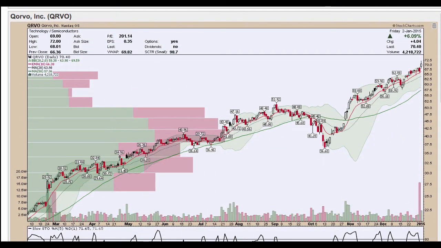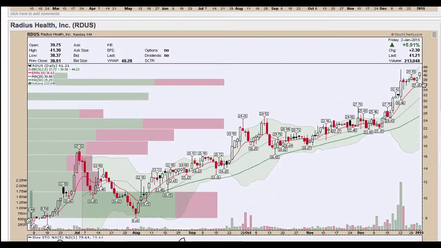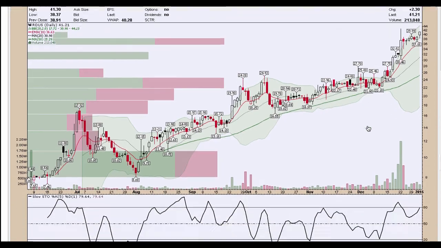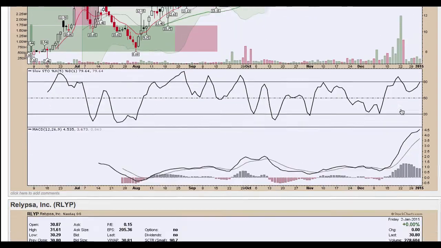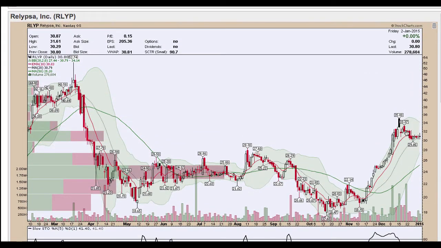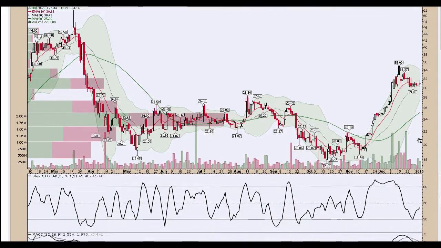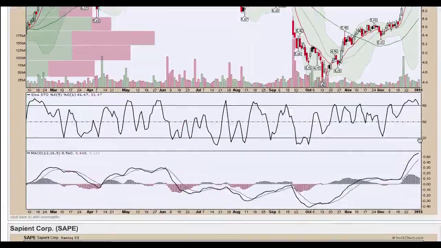New on the scan, semiconductors continue to move higher off of the 10 period EMA. Radius Health. Nice little flag breaking higher. Slow stochastic pointing higher as well. Nice volume on a thinly traded stock. RLYP, we mentioned this one, just continued to move sideways at the 20 period moving average. Slow stochastic's turning back up. Rite Aid.